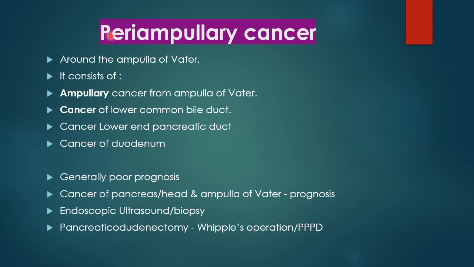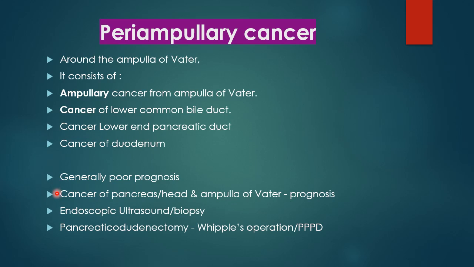Next, we come to the last tumor. Periampullary carcinoma. That means carcinoma around the ampulla of Vater. It consists of 4 different cancers: cancer of the ampulla of Vater, known as ampullary cancer, cancer of the lower common bile duct, cancer of the lower pancreatic duct, and cancer of the adjacent duodenum. Generally, the prognosis is poor in this condition.